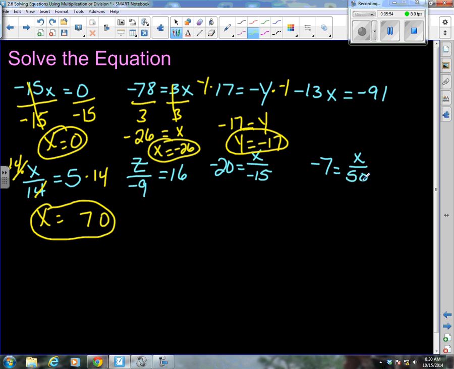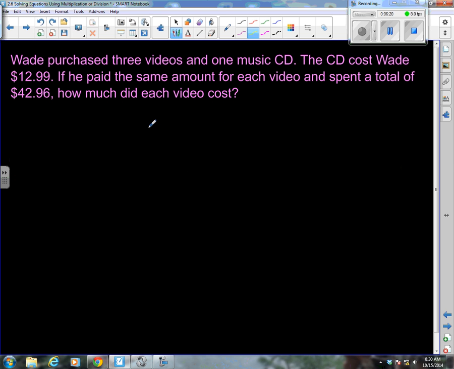x divided by 50, the opposite of division by 50 is multiplication by 50. So I'm going to multiply both sides by 50. The 50's cancel. I get x equals, well, negative 7 times 50 is negative 350. I like writing the variable on the left-hand side, so it's x equals negative 350. And circle it. Let's look at a word problem when we're done.